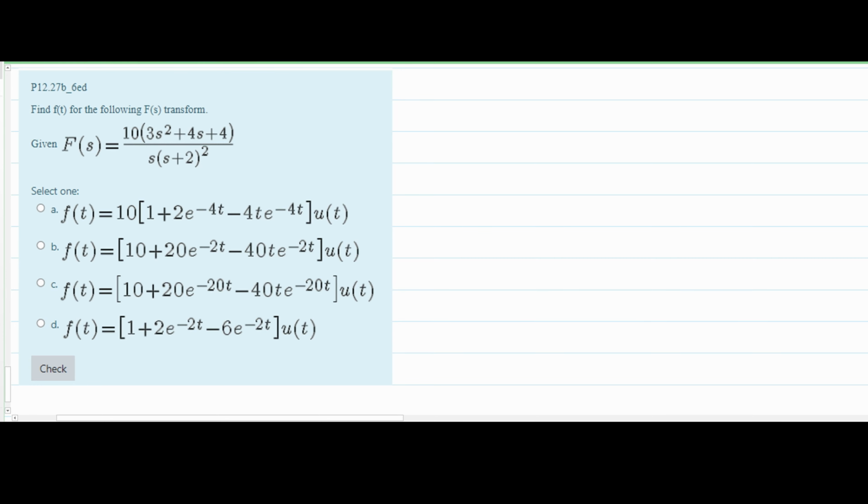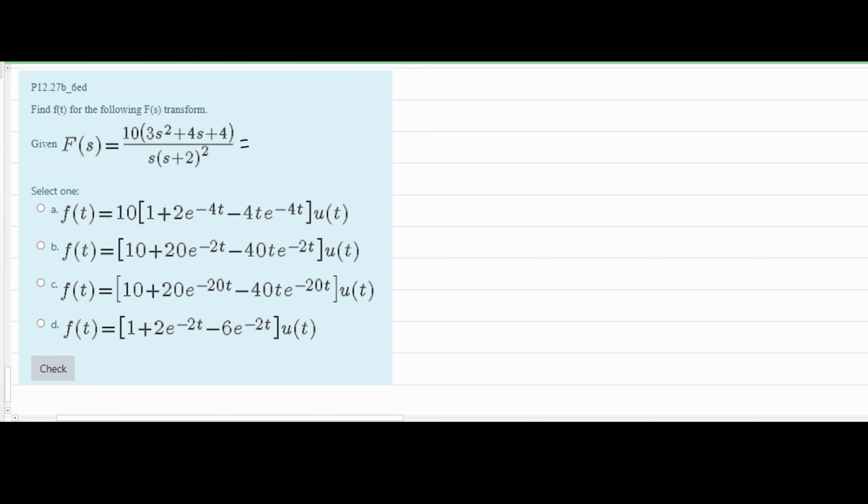We need to find f of t for the following f of s transform. We currently have f of s is equal to this function right here. Now, we need to select one of the following possibilities. However, we don't know which one they are yet. We're going to have to write this out.